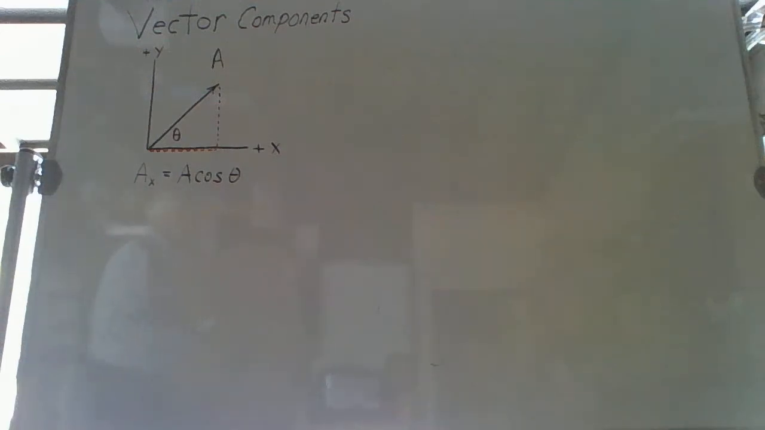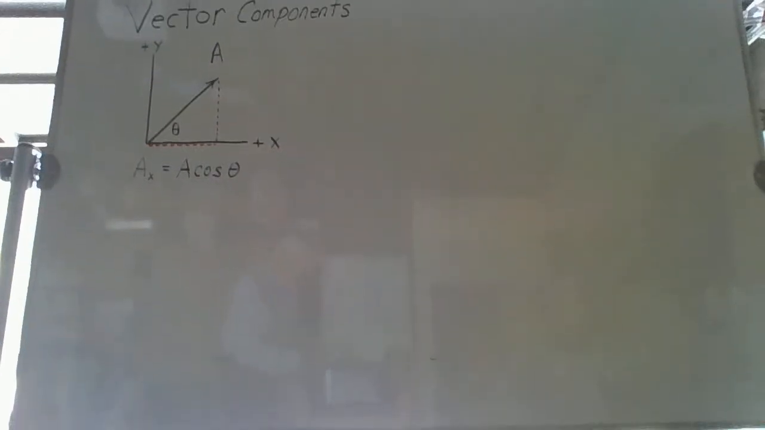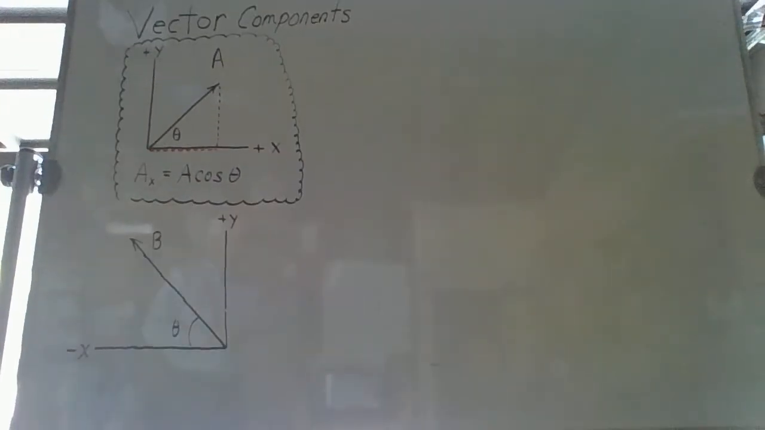What I'll next show is how to calculate the x component of a vector that points into the second quadrant. Here is a vector that points into the second quadrant. Its length is symbolized as B. I choose to indicate the orientation of this vector by showing the angle the B vector makes with respect to the negative x-axis. It's called theta.